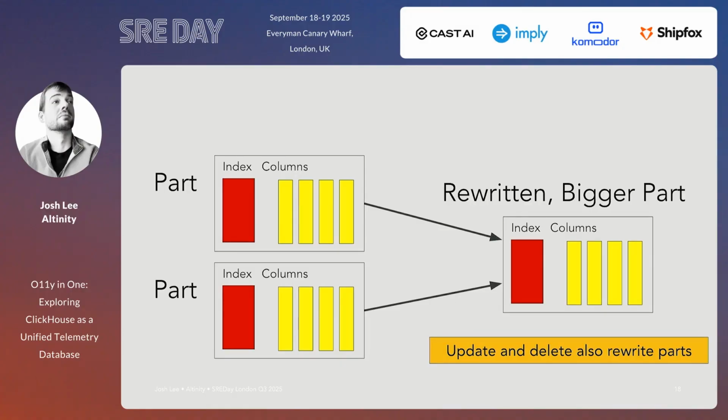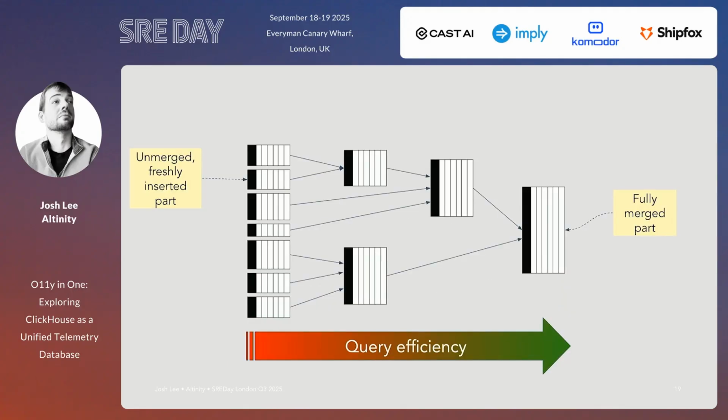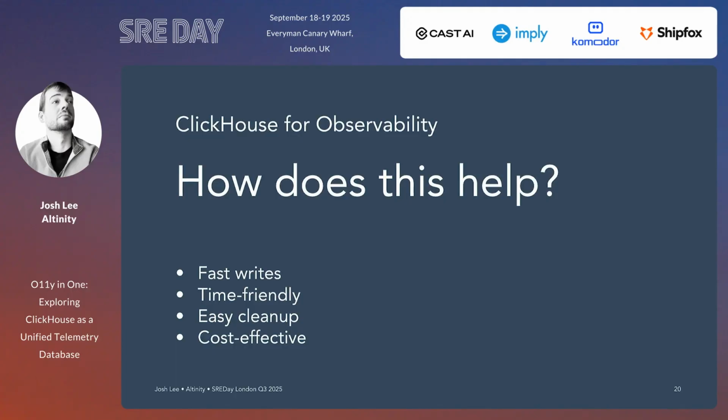And then over time, those columns get immediately written to disk, so they're immediately available for query, but then they're getting merged in the background. And as they get merged down into larger and larger partitions, our query efficiency increases. So we have immediate access to the data, and then over time we get faster and more efficient access to the data. So this sort of structure of the data on disk really helps with observability workloads because we get those fast writes. It's very time friendly, right?